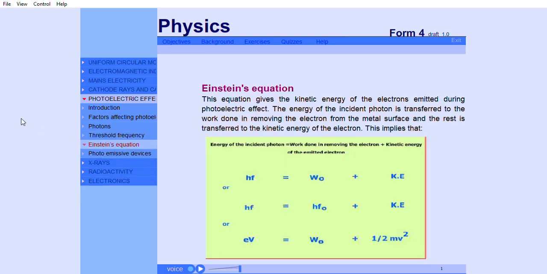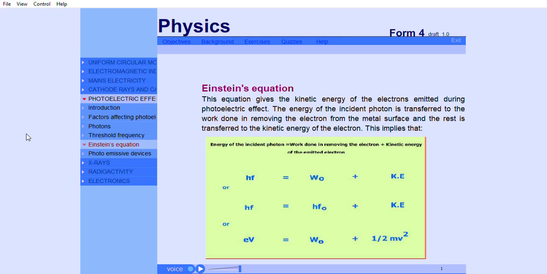Einstein's equation. This equation gives the kinetic energy of the electrons emitted during photoelectric effect. The energy of the incident photon is transferred to the work done in removing the electron from the metal surface, and the rest is transferred to the kinetic energy of the electron. This implies that energy of the incident photon is equal to work done in removing the electron plus kinetic energy of the emitted electron.